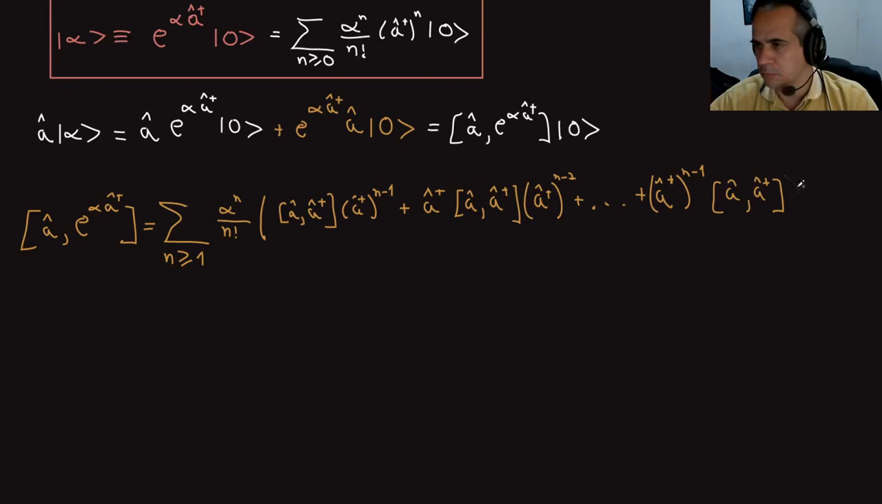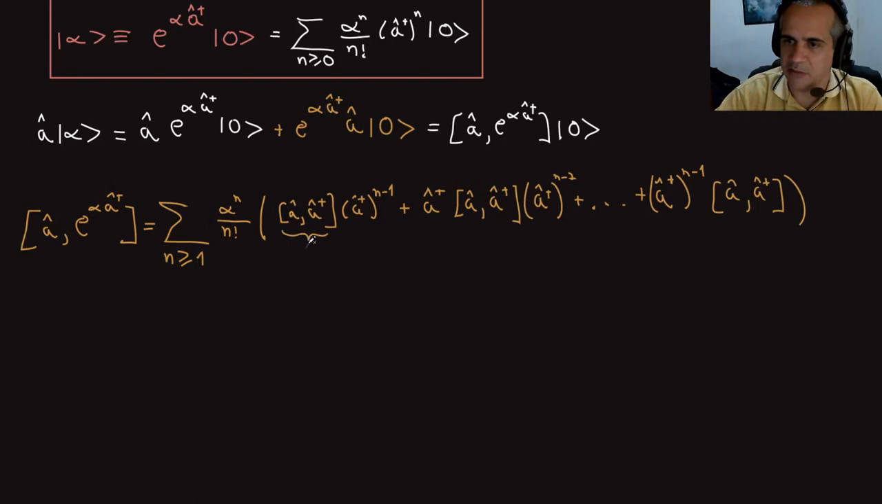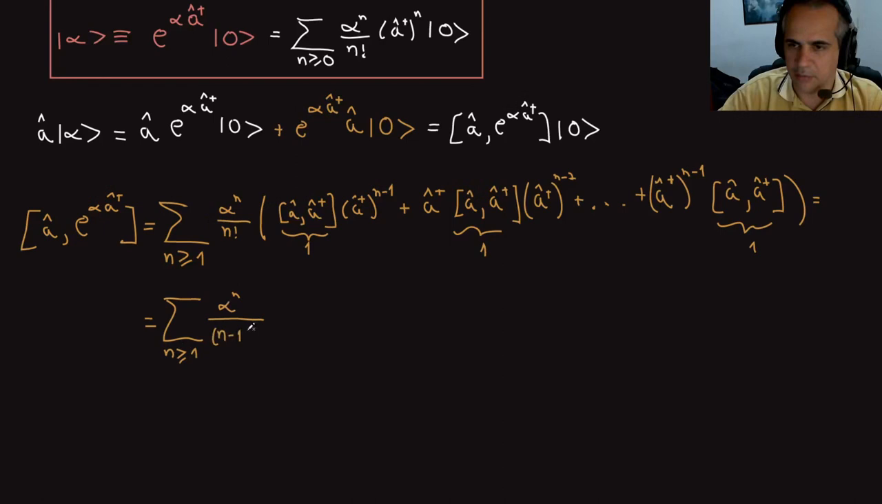This is just what happens. But these commutators are really easy. They are all just one, a bunch of number ones, in fact n number ones. So there's a factor n here that will cancel with the factorial, and I get the sum for n bigger than 1 of alpha to the n, now over n minus 1 factorial because of the multiplicity of equal terms, times a dagger. Of course, I always end up with the same power of a dagger, which is n minus 1. This is, again, the definition of the exponential.